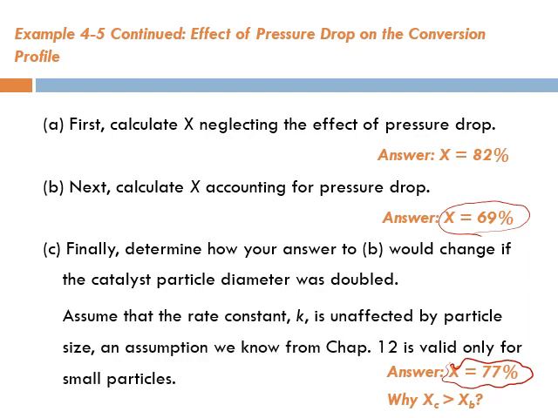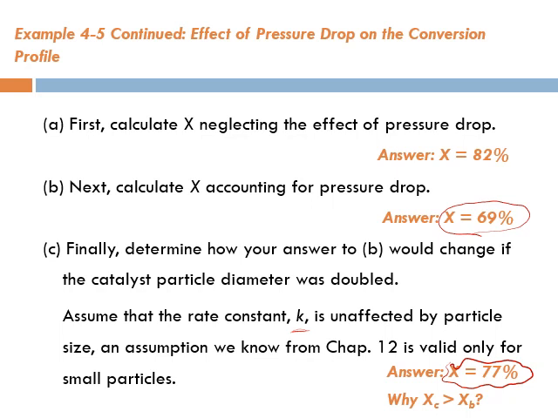Okay, but there were also a few things mentioned here. This is the continuation of part C. It said assume that the rate constant k is unaffected by particle size. So it's an assumption, which makes you think that in reality, the value of k changes as the particle size changes. Yeah, that's true. But this time, we're assuming that the rate constant k is unaffected by the particle size.